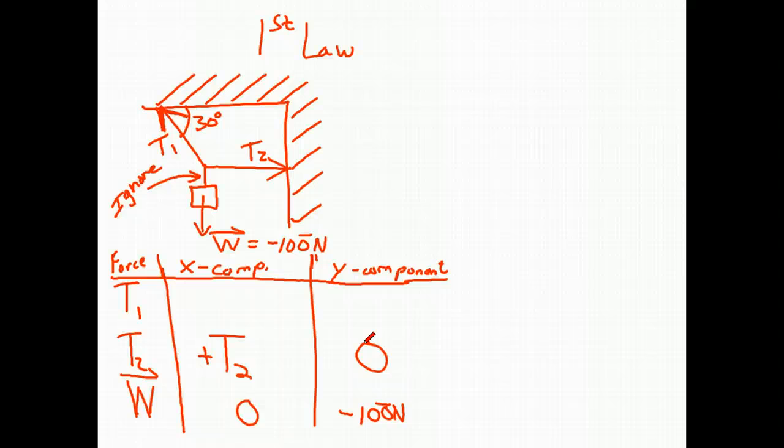I'm trying to change color, but my remote here is not working. There we go.